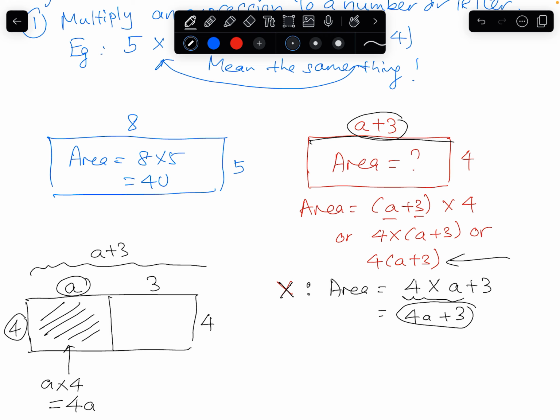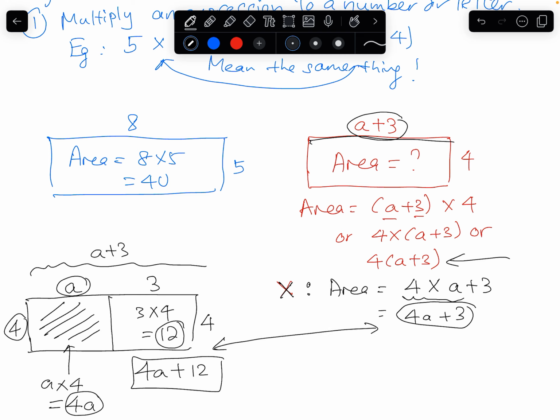Now, the next thing we're looking at is what is 3 times 4. So 3 times 4, that's going to give me 12. So what is the total area of this whole rectangle? It's going to be 4A plus 12. Okay? And that's going to give me the area of the rectangle. And if you compare to this, do they look the same? Of course they don't look the same. Okay? So if they don't look the same, then we have to basically not do this.